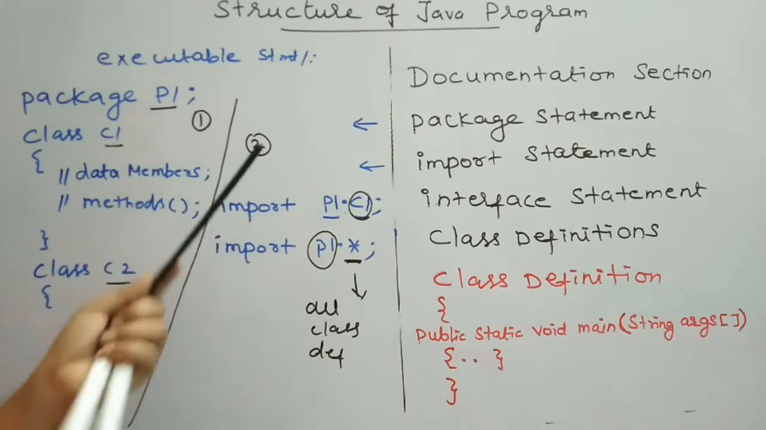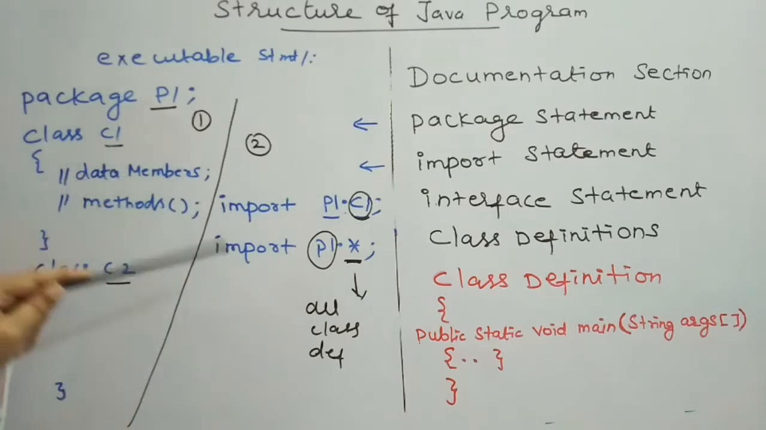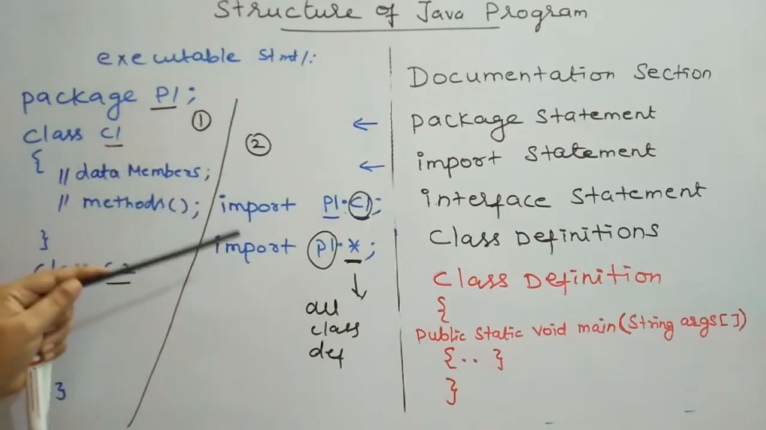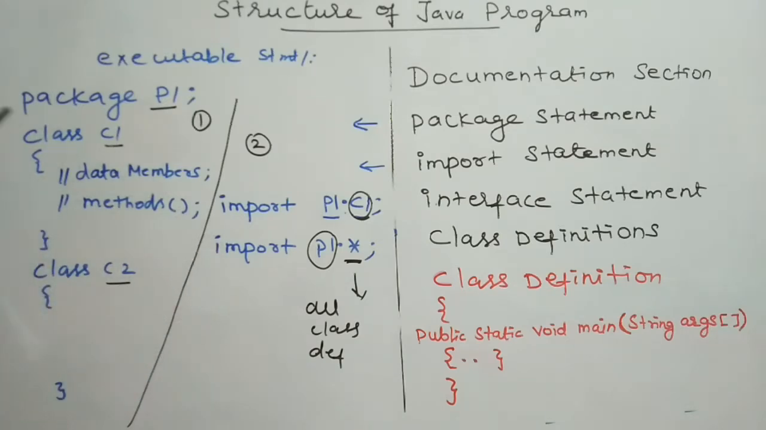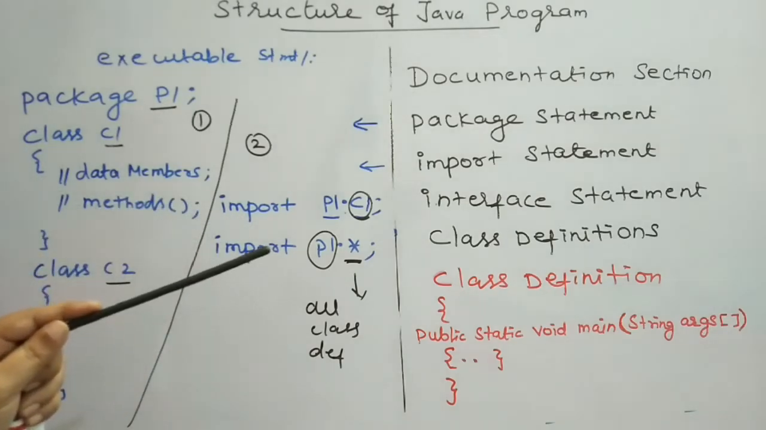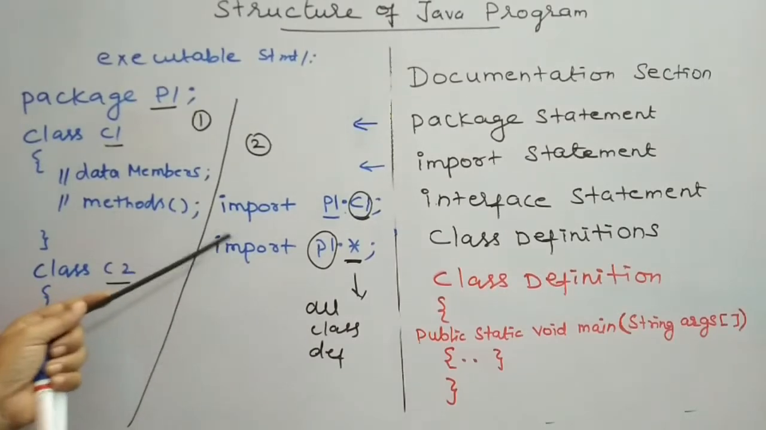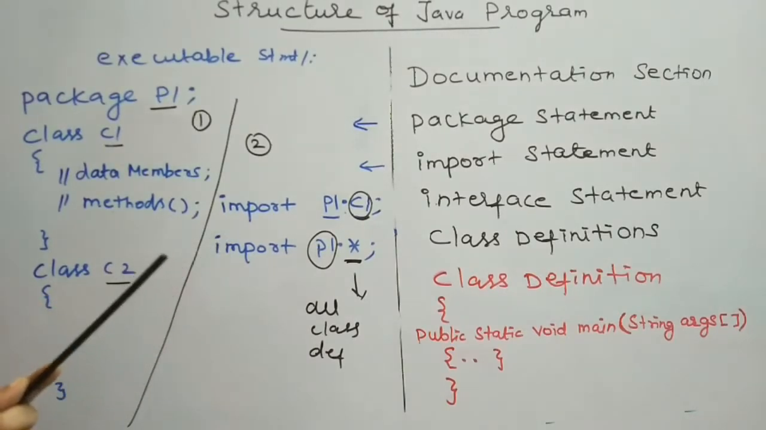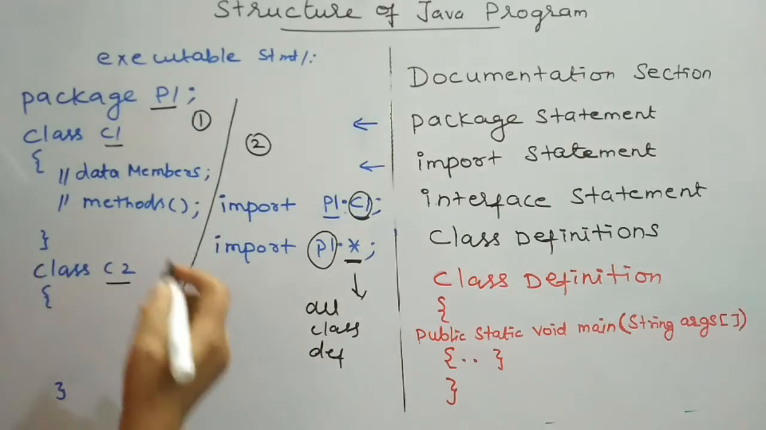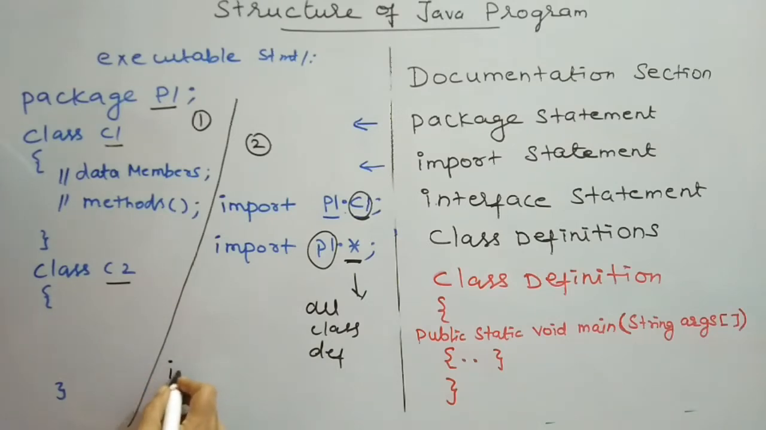We have two types of packages. One is user defined package, another one is packages supported by your developer. Java developer gives us different types of inbuilt class definitions. If I want to include those class definitions, then it is import java dot, for example, io dot star. It is going to include all the class definitions which belong to this package Java.